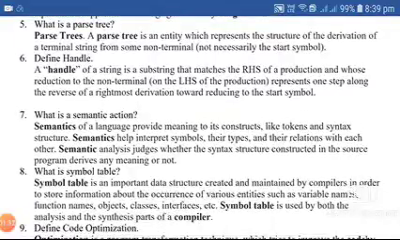We are going to the next question, the seventh one: what is a semantic action? Semantics of a language provide meanings to its constructs like tokens and syntax structures. Semantics help interpret symbols, their types and their relationship with each other.